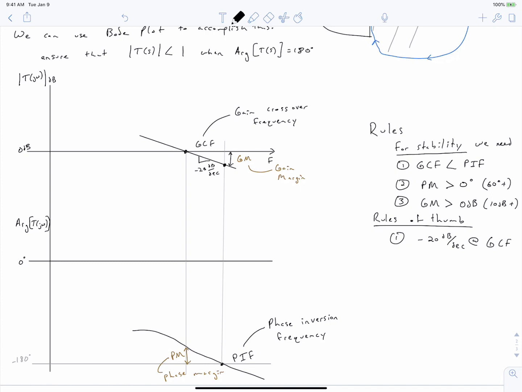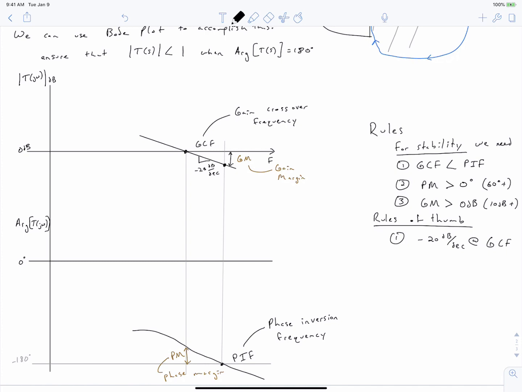So if at your gain crossover frequency you've surpassed two poles, you know that your phase angle is going to be between negative 90 and negative 180 degrees, and you're going to be decreasing at a rate of 40 decibels per decade. But if you're decreasing at a rate of 20 decibels per decade, that means you've passed one pole and your phase angle can be between 0 and negative 90 degrees.